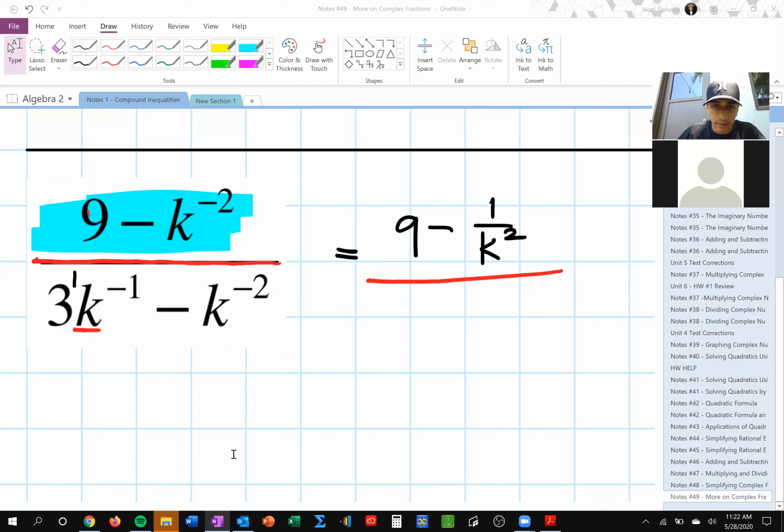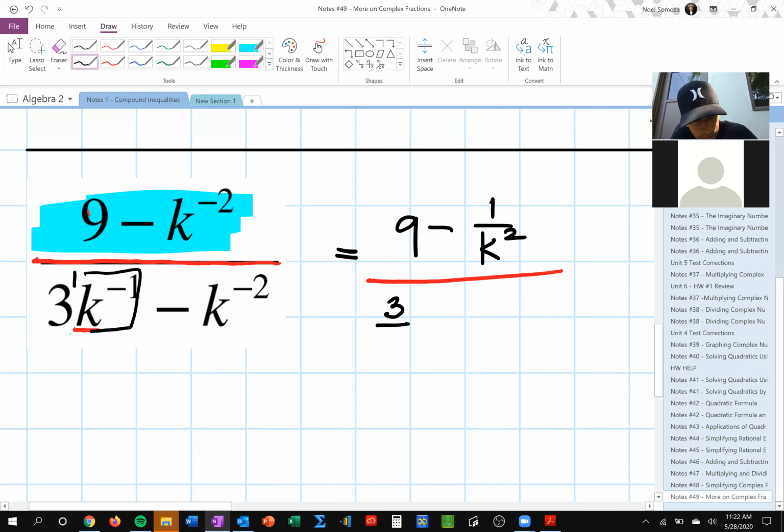So here's what I mean, okay? If 3 has a +1 power, 3 is going to stay in the numerator. But you're going to have to send k, this part here. That part goes into the denominator there. Okay, k to the first, or just k.